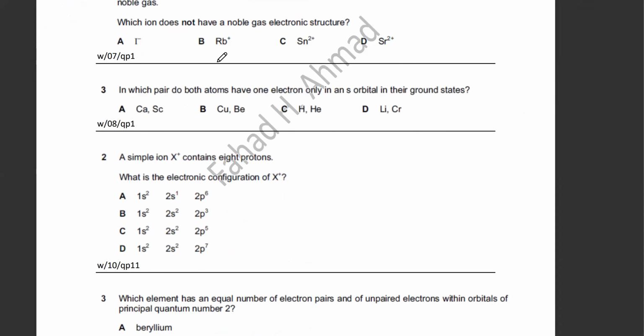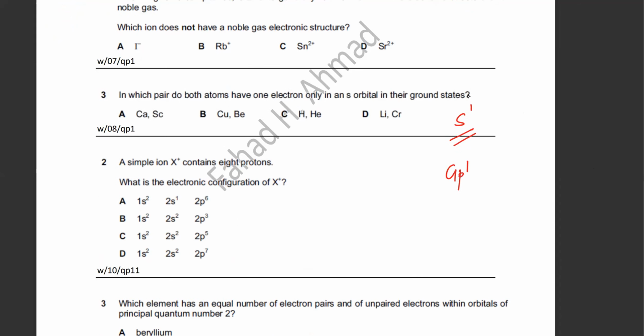So in which pair do both atoms have 1 electron in an s orbital in the ground state? 1 electron in the s. Remember, this is group 1. Group 1 has an s with 1 electron in it. Group 2 is s2, and group 3 is s2p1, and so on. So it's group 1, and so that is going to be D, because lithium is group 1.